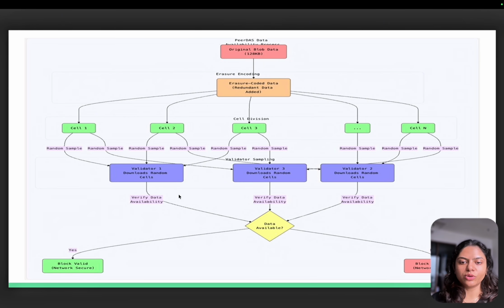Here the diagram shows the original data, then the erasure encoded data with redundant data added. Then it is divided into different cells, and validators validate random samples. They all get random samples, download them and verify the availability. All validators verify the data availability, and if the data is available the block is valid and the network is secure; if the block is invalid, then the network alerts. This is how PeerDAS availability works.